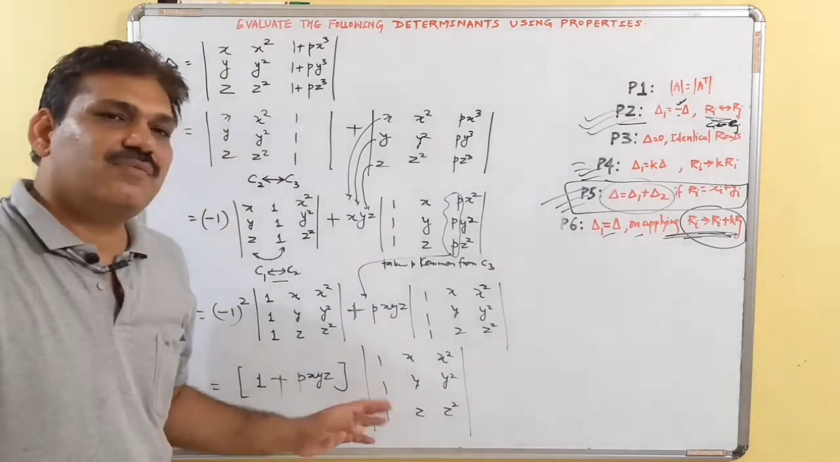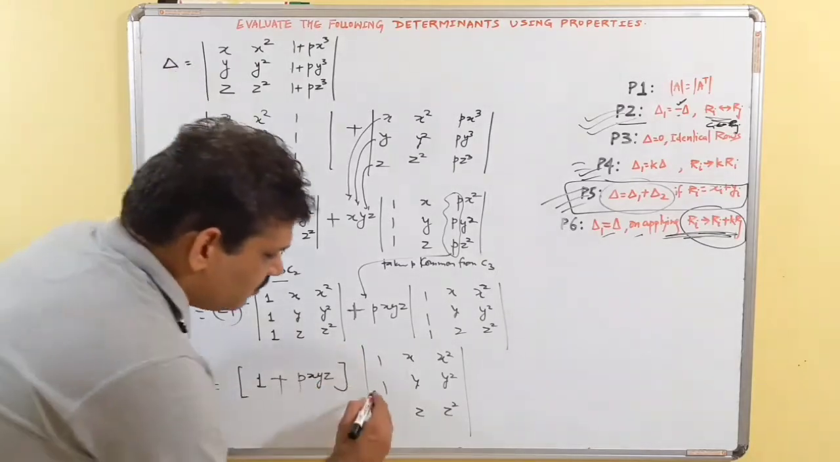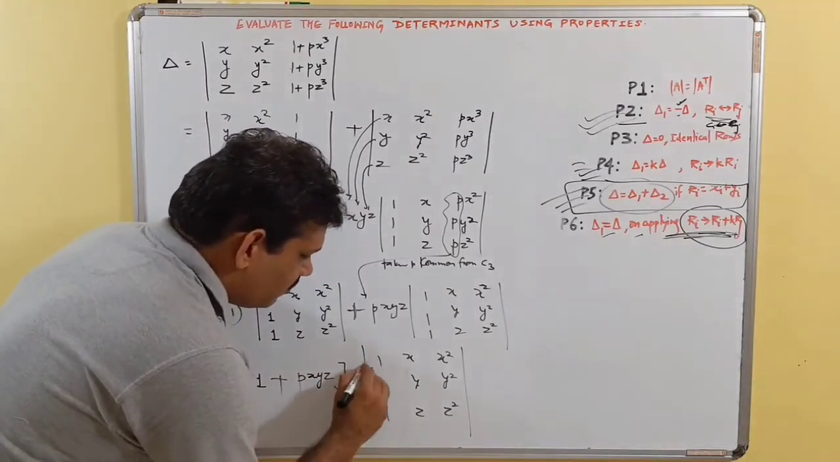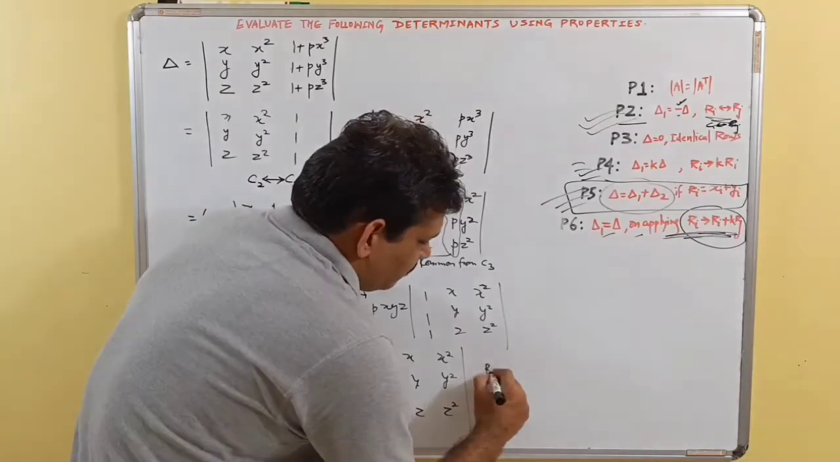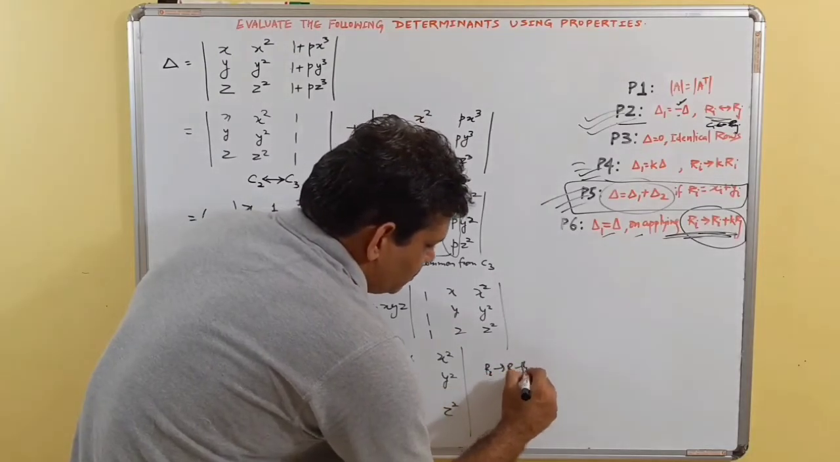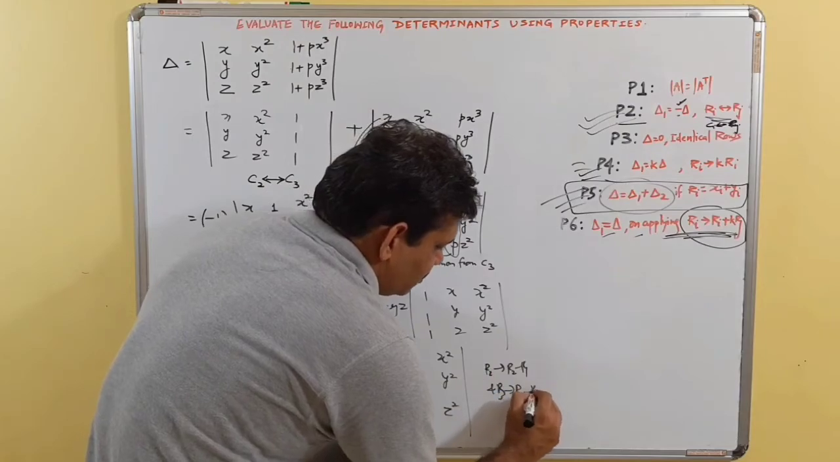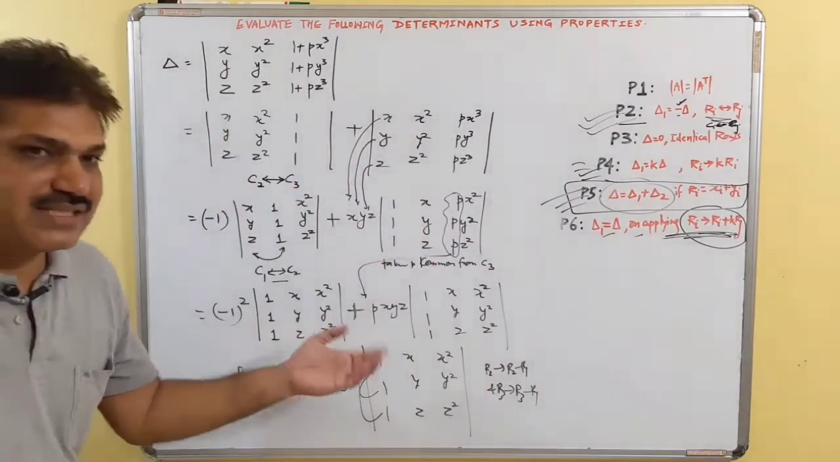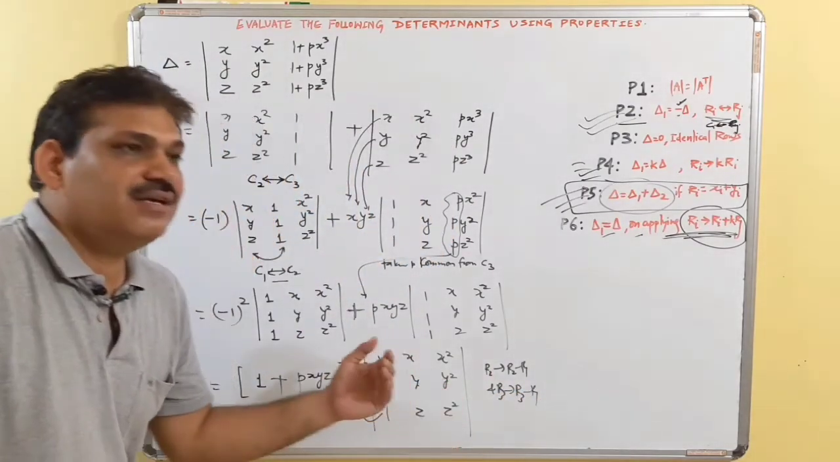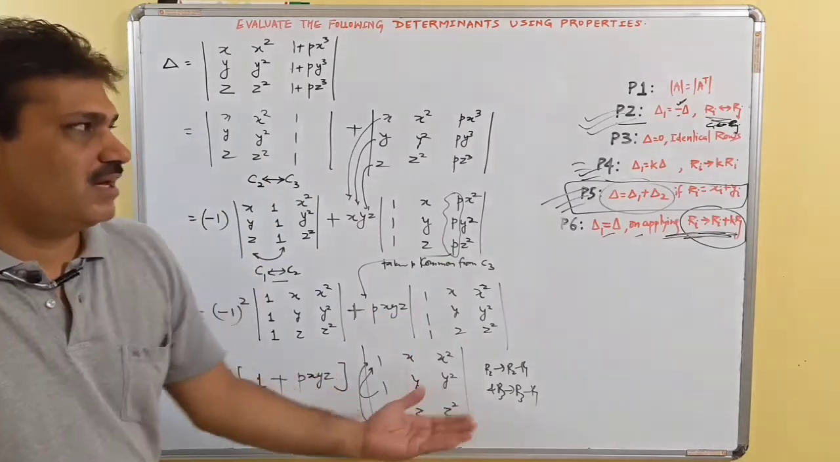Now it is the first part of question 8. How do we do it? We make two zeros. R2 now becomes R2 minus R1 and R3 becomes R3 minus R1. That will give us x minus y into y minus z into z minus x.